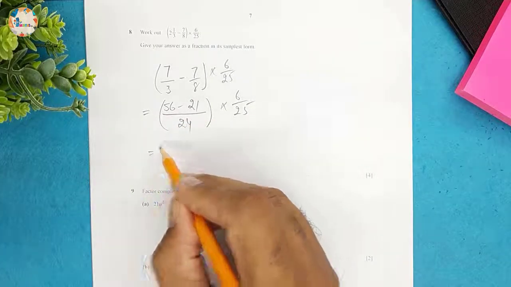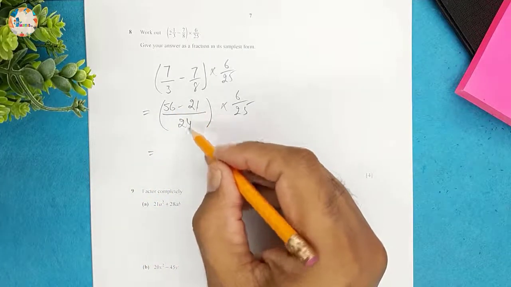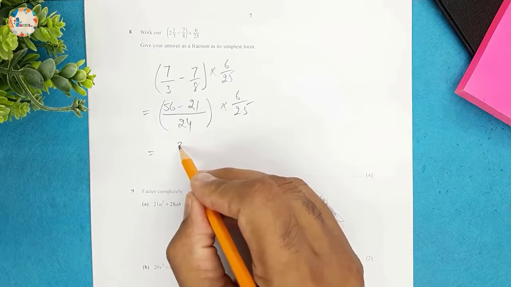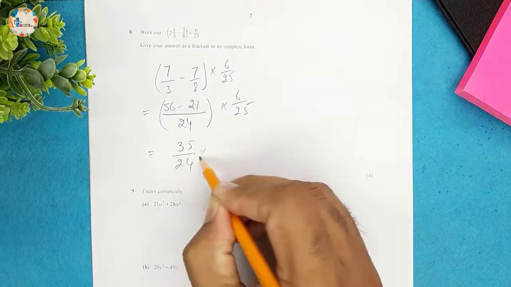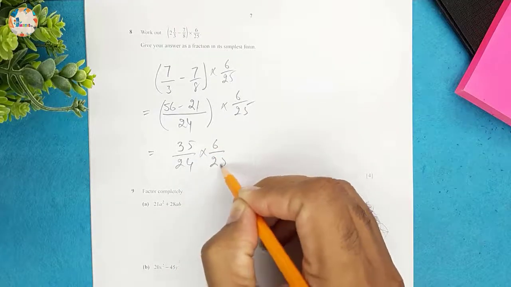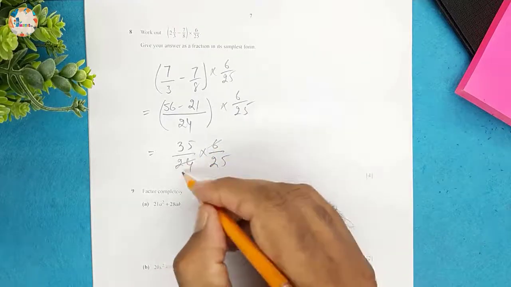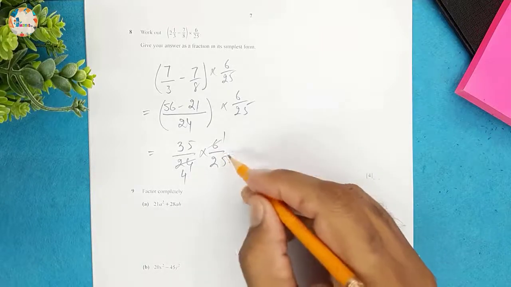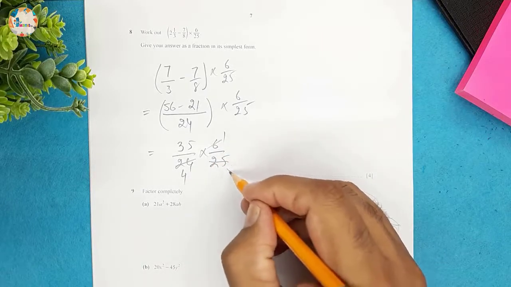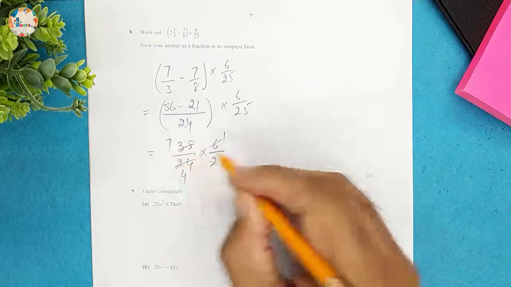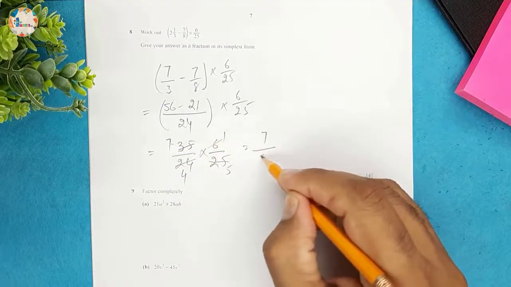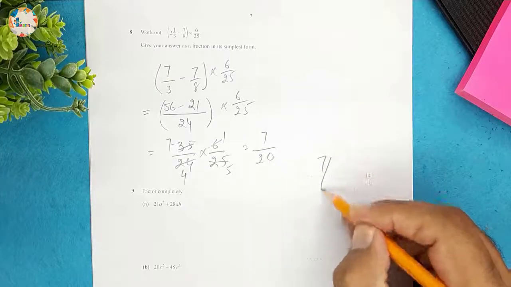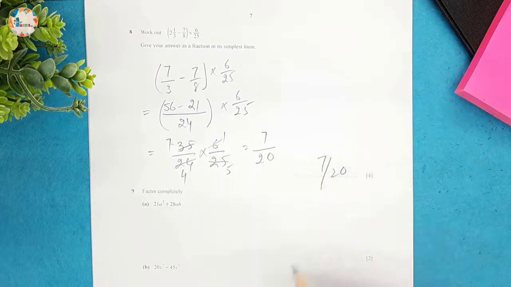And further we can write this 56 minus 21 will be 35 divided by 24 into 6 over 25, and we can cancel this. 6 4s are 24, 6 1s are 6, and 5 5s are 25, and 5 7s are 35. So 7 into 1 will be 7, over this will be 20, so the answer will be 7 over 20. Hopefully you got this.